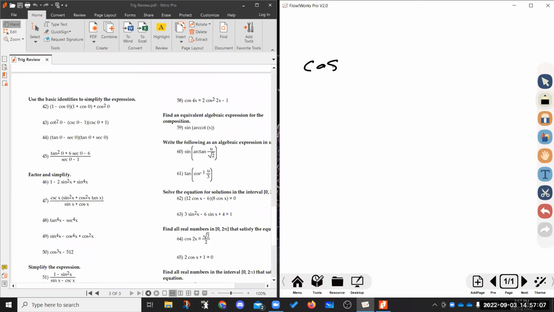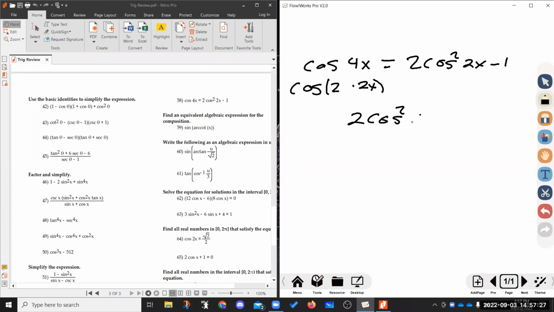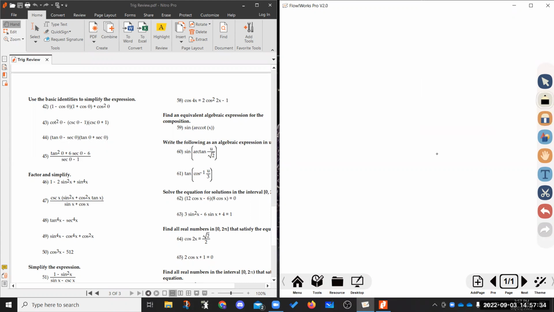Cosine of 4x, we want to be 2 cosine squared of 2x minus 1. So that's another one where I rewrite this as a double angle. And we're going to use the double angle identity for cosine squared. It says it's 2 cosine squared theta minus 1. So this is going to be 2 cosine squared of theta minus 1. Memorize those double angle identities, those power reducing formulas and things like that for your calculus class. You're really going to need them.